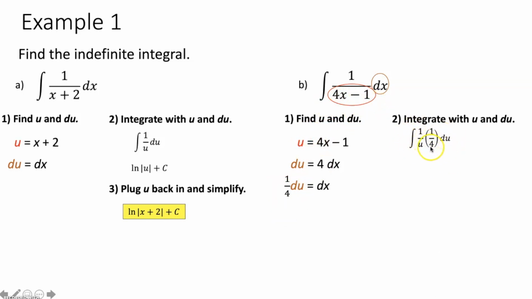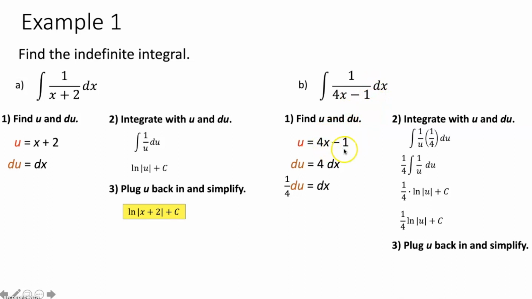To do that, we have to prepare it for integration. We're going to take this 1/4 and move it out front of the integral sign, because that's just a constant. We can then integrate 1 over u du, which we now know is the natural log of the absolute value of u plus c. Multiply that 1/4 on, and then to finish evaluating this integral, all we have to do is take what we set u equal to, which is 4x minus 1, plug it back in for u, and we have successfully evaluated our indefinite integral.